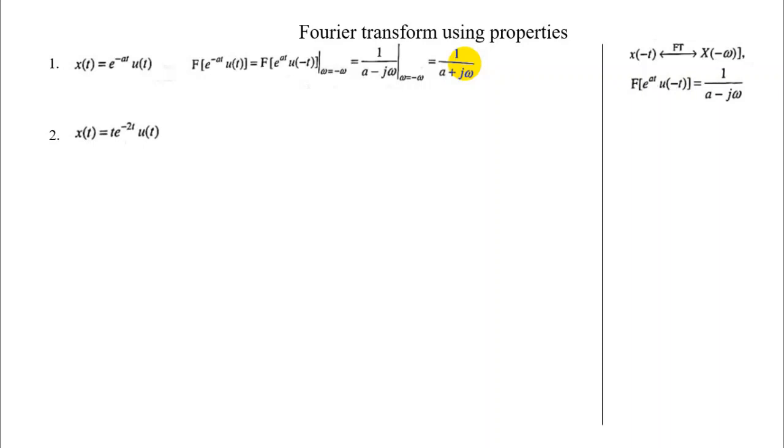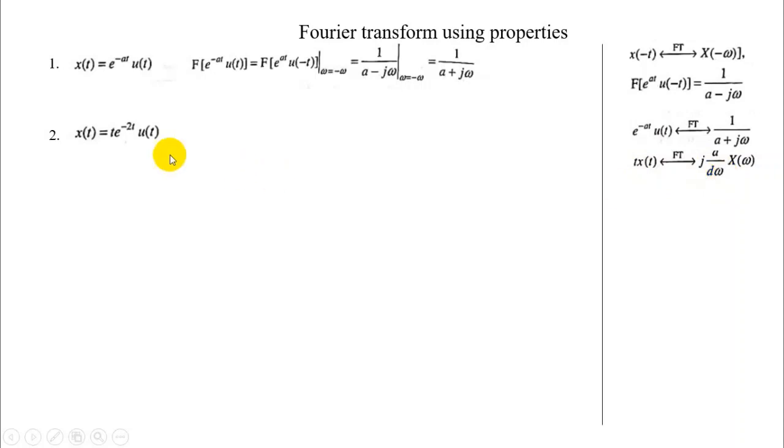Now for another function we want to transform, x(t) is given by t e to the power minus 2t u(t). As I have said, first of all we need to think about what properties or transformations we already know. We have seen that if the Fourier transform of x(t) is X(omega), then to determine t x(t), X(omega) would be multiplied by j and differentiated in terms of omega. So not multiplication, it would be the differentiation with respect to omega.